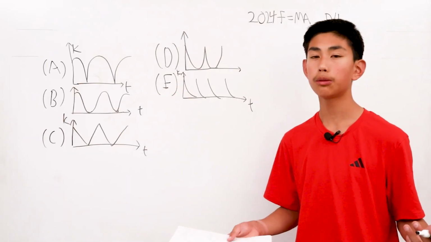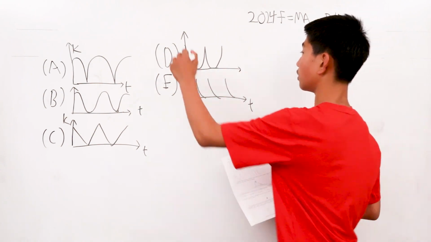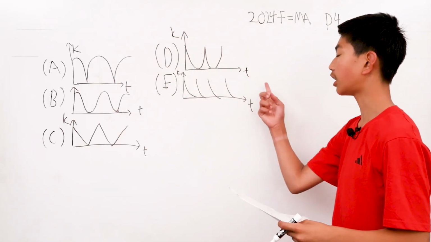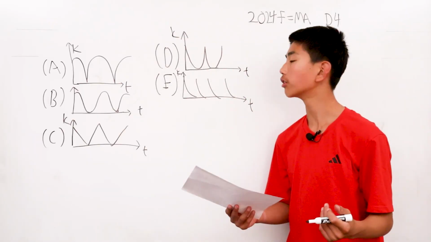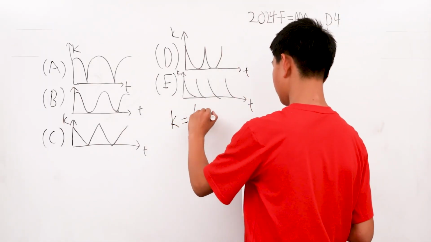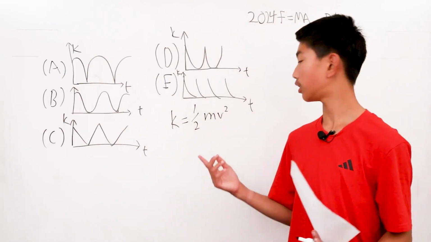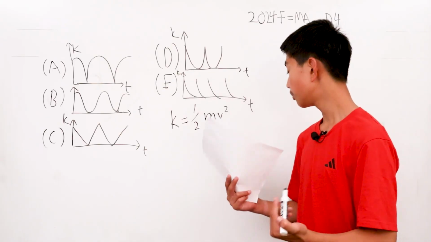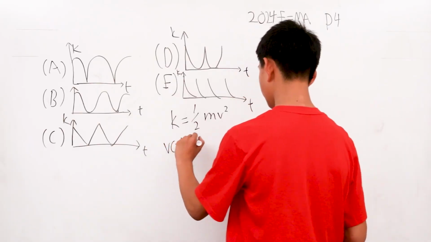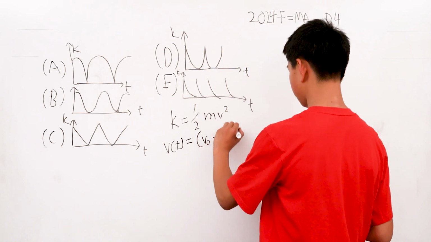We can use a couple of equations to help us solve this problem. Since the y and x axes are kinetic energy and time, we can use the kinetic energy formula, K equals 1/2 mv squared, where v is velocity. We also know that velocity as a function of time equals our initial velocity minus gravity times time.